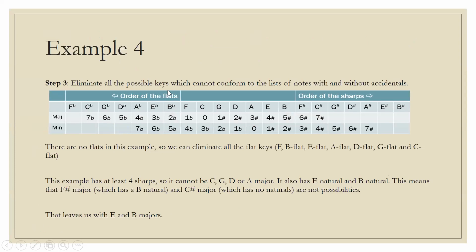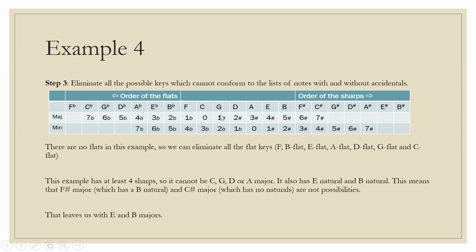Now we're going to eliminate all the possible keys which cannot be used, given that we know what we've got, okay? So there are no flats in this example. We're not dealing with any flat keys. So immediately that cuts out all of those keys, okay? No flats. We have no C flat, G flat, D flat, A flat, E flat, or B flat. So it can't be F major, B flat major, E flat major, A flat major, D flat, G flat, C flat major. And it can't be D minor, G minor, C minor, F minor, because there are no flats, okay?